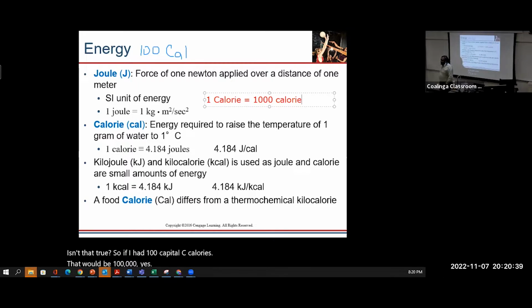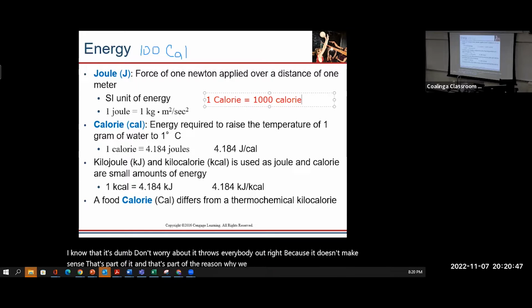I know, it's dumb. Don't worry about it. It throws everybody out, right? Because it doesn't make sense. That's part of the reason why we like this. I like it. It is because we use capital C calories and we use lowercase c calories.